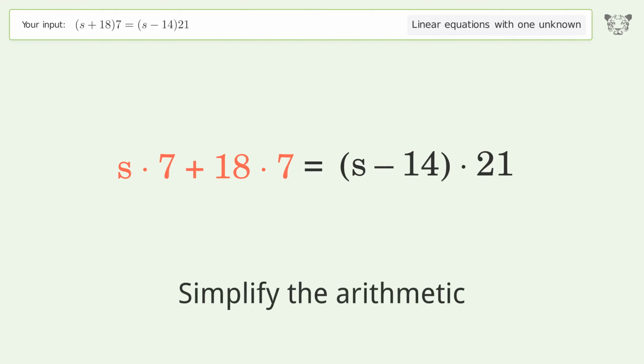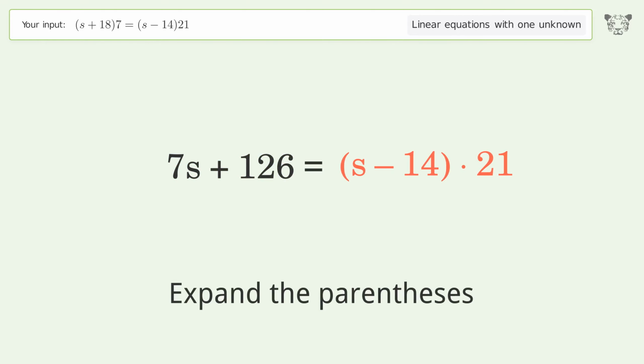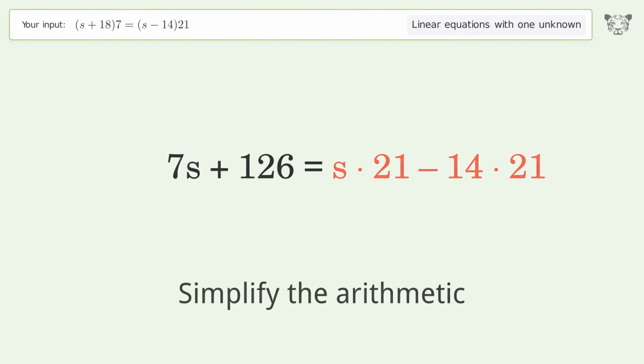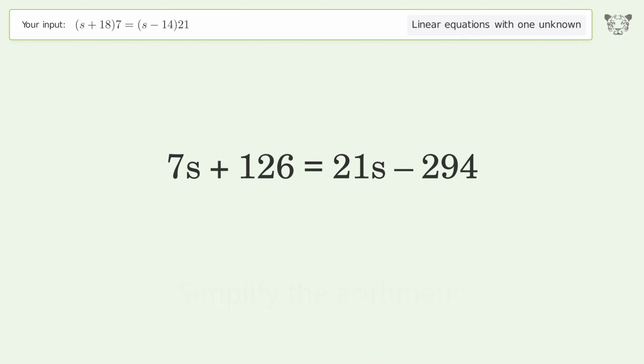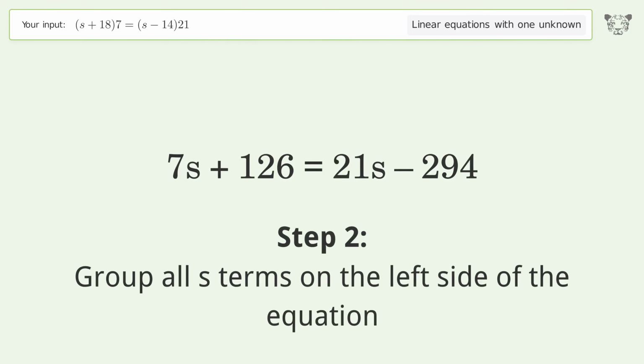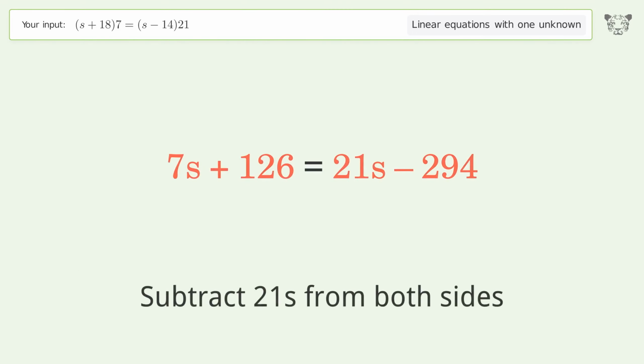Simplify the arithmetic. Expand the parentheses. Simplify the arithmetic. Group all s terms on the left side of the equation. Subtract 21s from both sides.